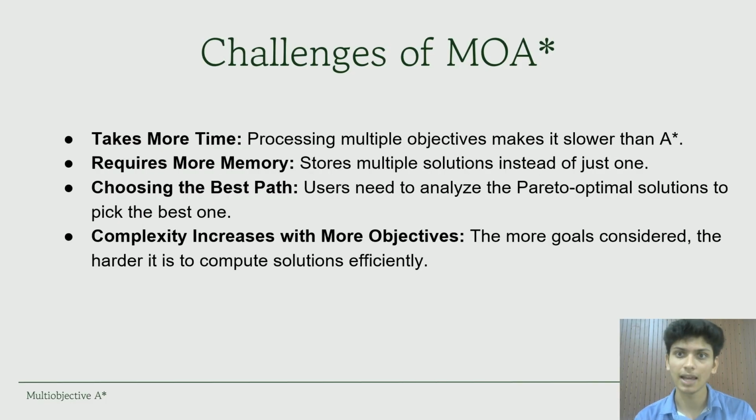Now, there are some challenges with the MOA star. First, it takes more time because we have multiple objectives as compared to the traditional A star. Second, it also requires more memory as we have to store multiple solutions instead of just one. Third, for choosing the best path, the user needs to analyze the Pareto optimal solutions to pick the best one. And the last one, complexity increases with more objectives, as we have to consider more goals at the same time, and the harder it is to compute solutions efficiently.